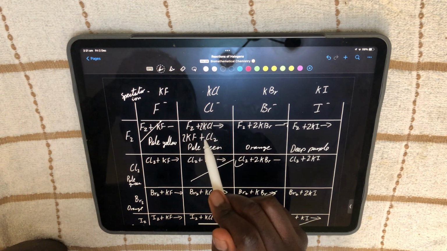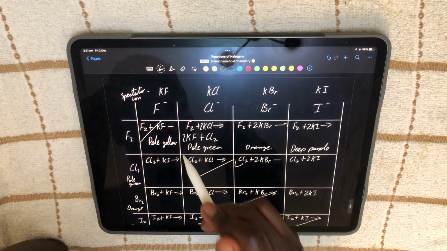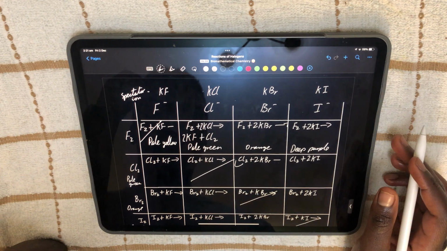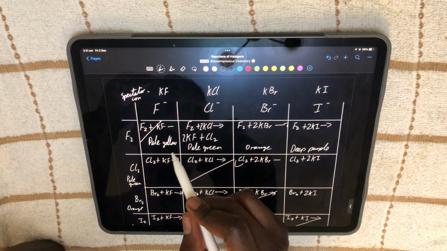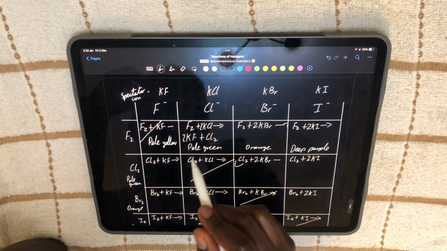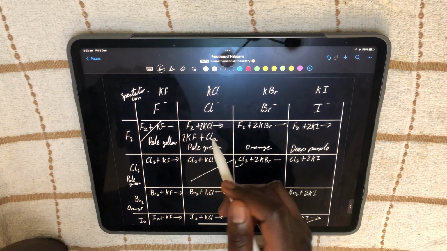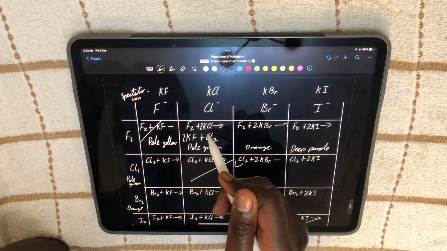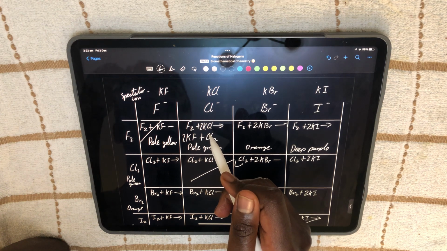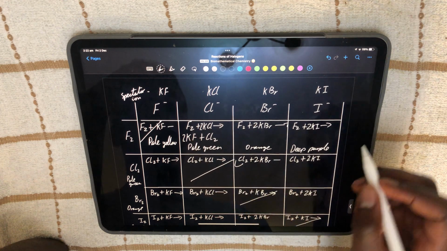However, if we go down to F2 plus 2 KCl, because F2 is better at, be careful with what I say here, it's better at oxidizing, there we go. Since F2 is better at oxidizing than the Cl minus, it's going to displace the Cl minus ion from potassium chloride, and form potassium fluoride. It's going to be reduced, right?